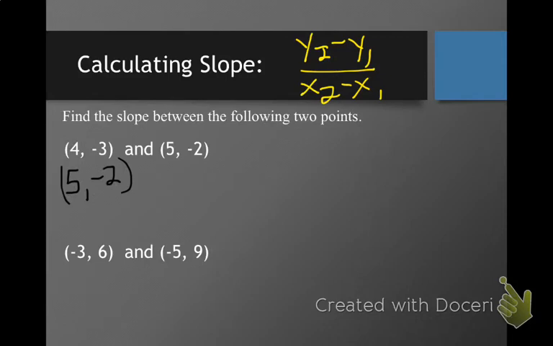And as I look at my points, I see y's and x's. So I know that in ordered pairs, the first number is always the x number, and the second number is always the y number. So as I look there, my two x values are 4 and 5. My y values are -3 and -2. So I've got that set up. But what are these 1s and 2s?